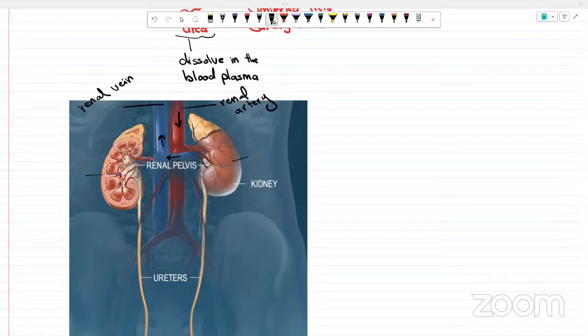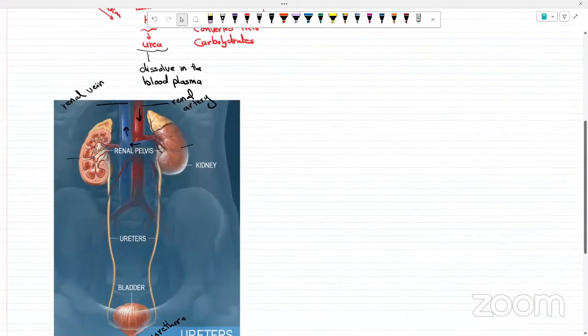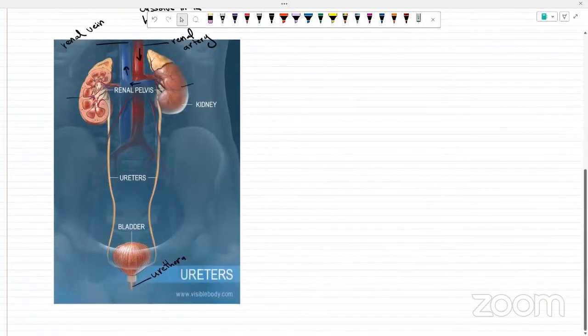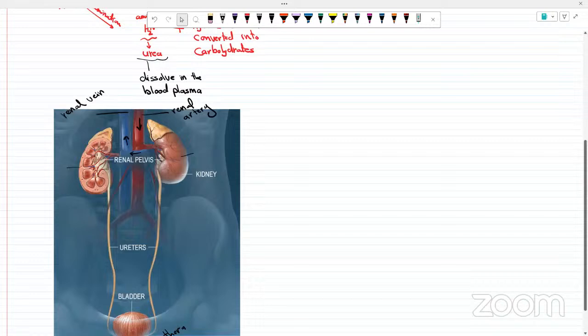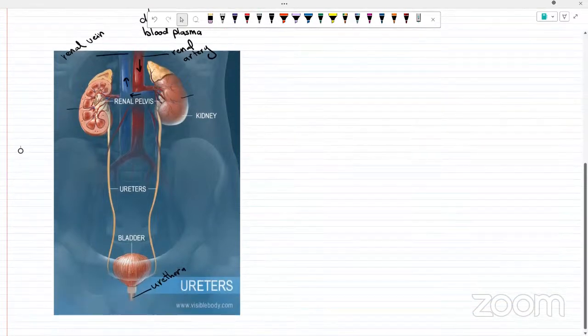Again, this is the structure of the urinary system. Kidneys, right and left, ureters, and one urethra which carries the urine out of the body. So in the kidney, urine is formed. Then the ureters carry the urine from the kidney to the urinary bladder. In the bladder, the urine will be stored until it is full. Then the urethra carries the urine out of the body. Is it clear for all of you?